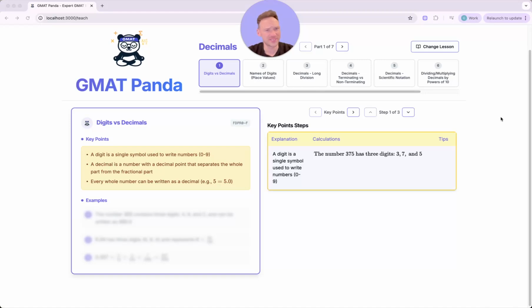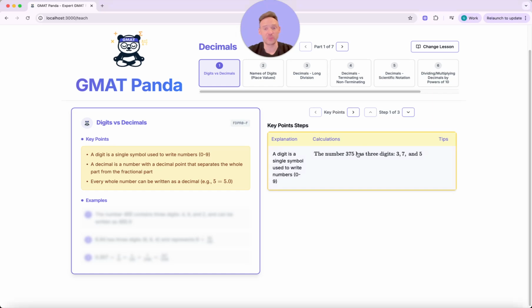So first of all, what is a decimal and what's the difference between a decimal and a digit, which some people sometimes wonder. So starting with a digit, well, a digit is just a single number. Okay, so it's one symbol, so it's, for example, 0 is a digit, 1 is a digit, 2 is a digit, all the way up to 9.